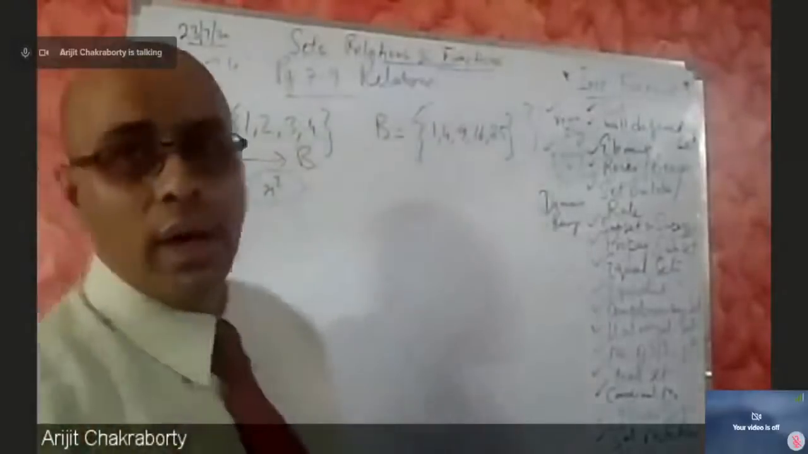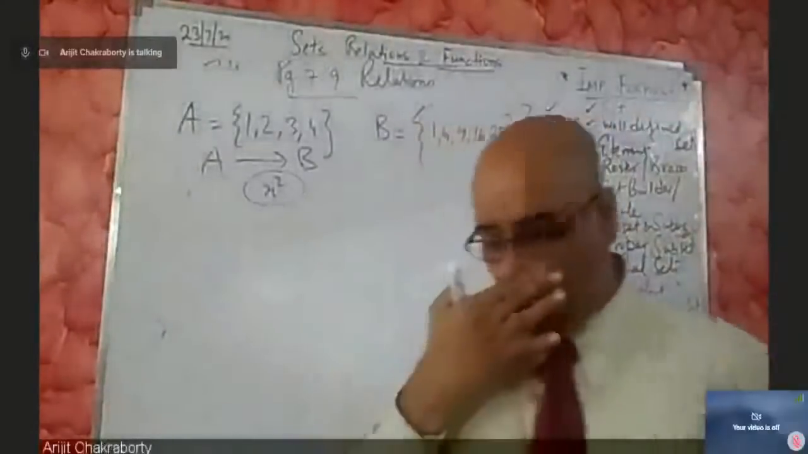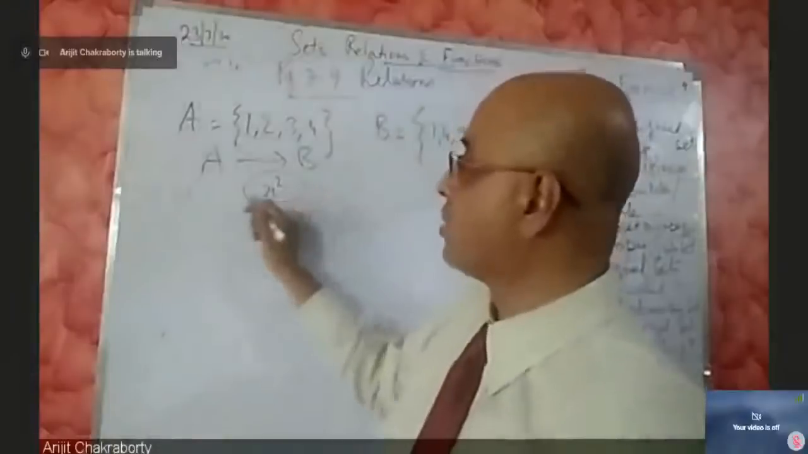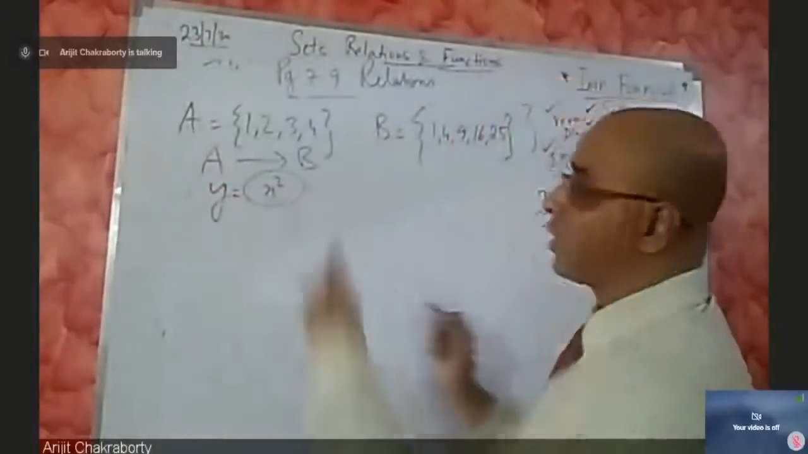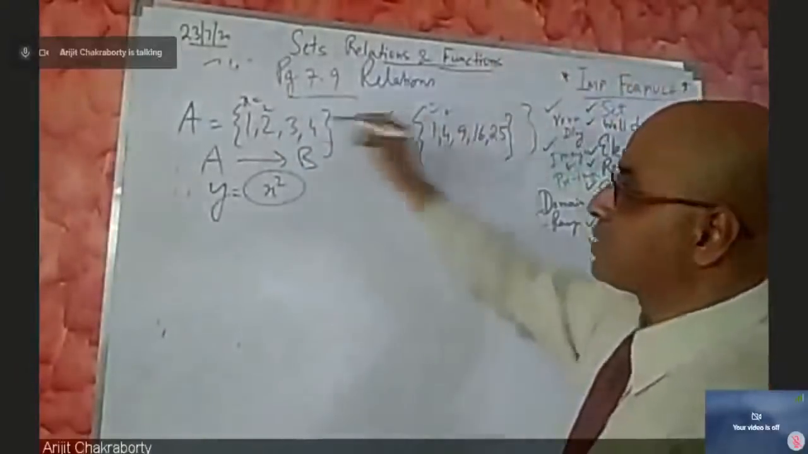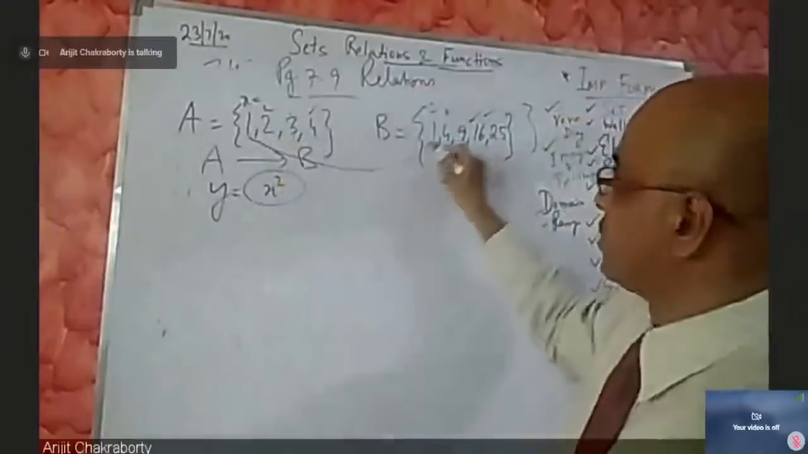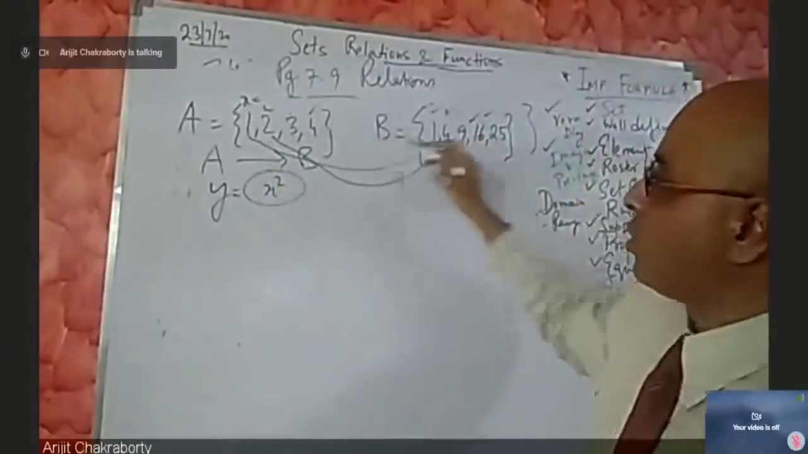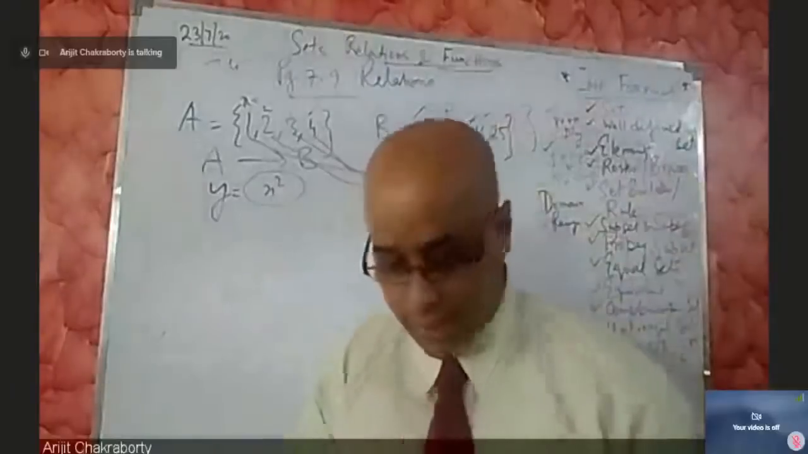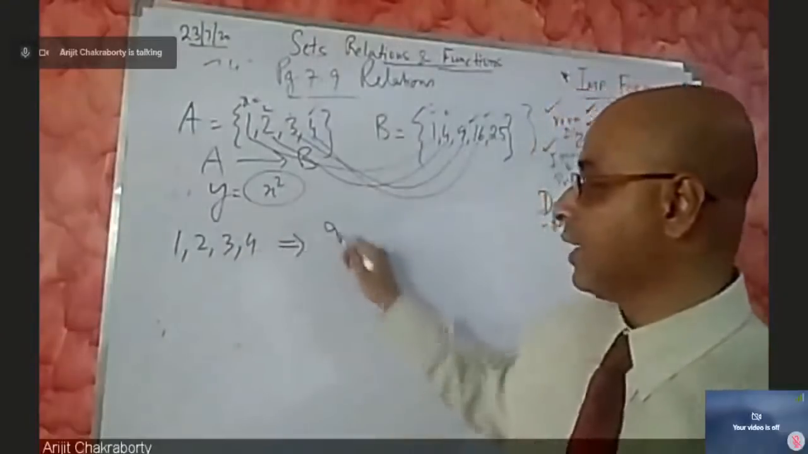So 1, 2, 3, 4, and here we have 1, 4, 9, 16 and 25. If I ask you what is the function y equal to x square, for every value, if x equals 1, you have 1. If x equals 2, you have 4. If x equals 3, you have got 9. If x equals 4, you have got 16. So 1 is linked with 1, 2 is linked with 4, 3 is linked with 9, 4 is linked with 16. So I can say, dear students, that 1, 2, 3 and 4 are the inputs.